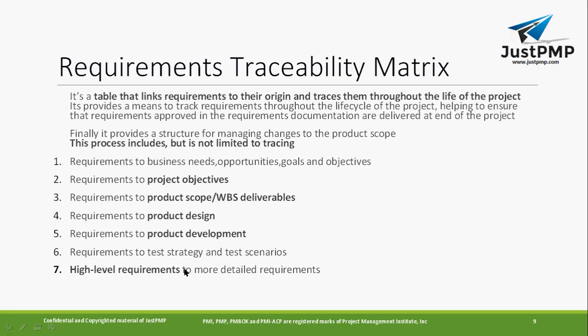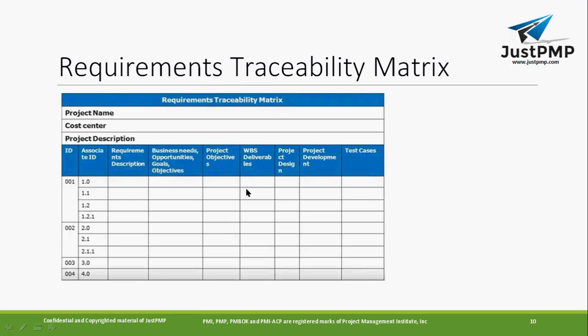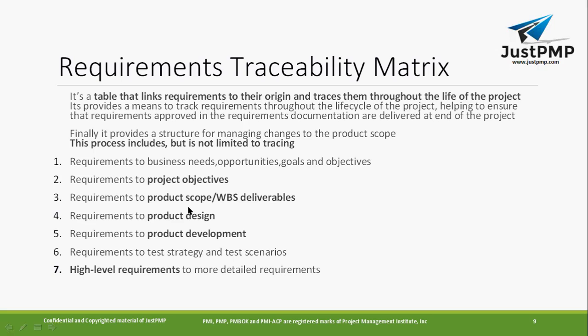Product scope will be there. Product design, product development, test strategy and test cases, high level requirements. If you see this, the requirements traceability matrix will normally have all those things. If you see, these columns are there, which is basically all those things: project objective, product scope.